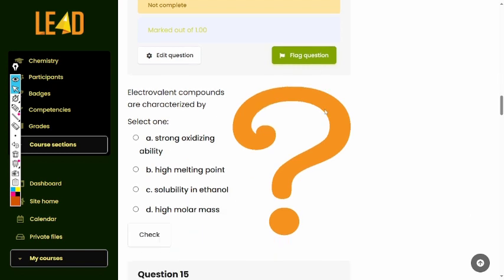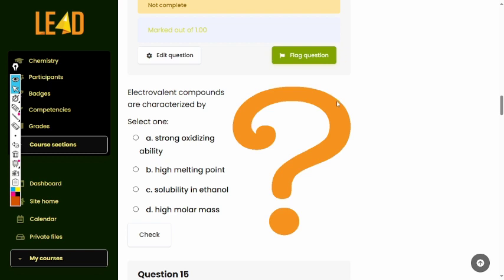Question 14. Electrovalent compounds are characterized by... Okay, so the properties of electrovalent compounds: strong reducing ability. So this is not true because... Oh, strong oxidizing ability, sorry. Oxidizing agents are mostly covalent compounds. For instance, nitrates, halogens, those ones are usually covalent compounds, and so covalent compounds are good oxidizing agents. So A is wrong.